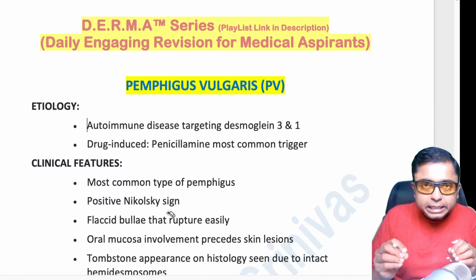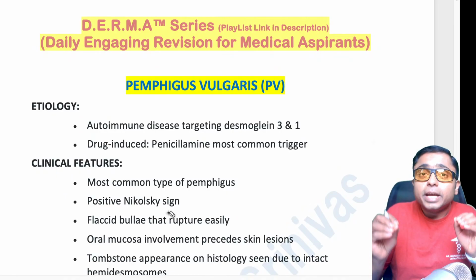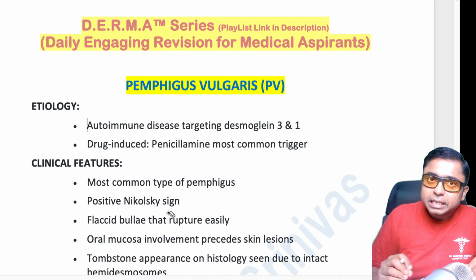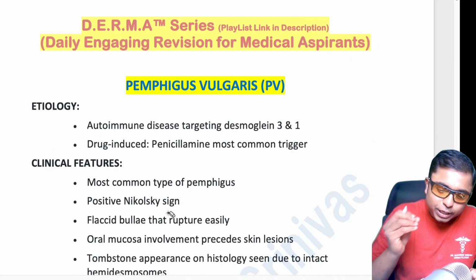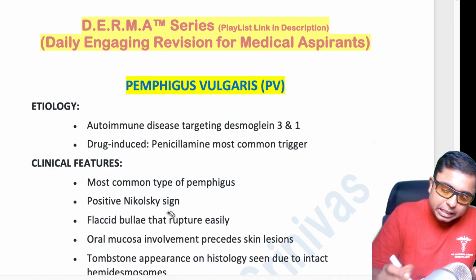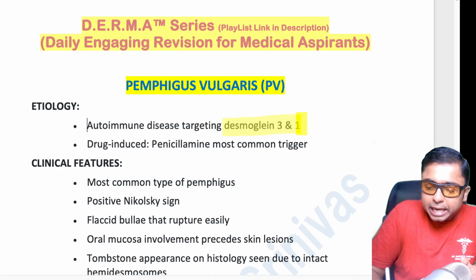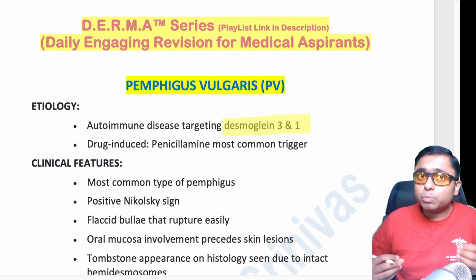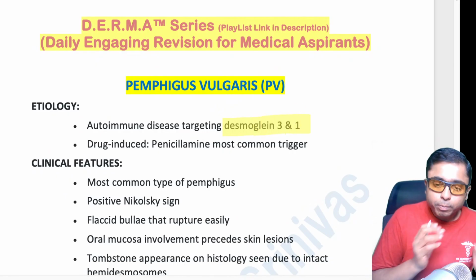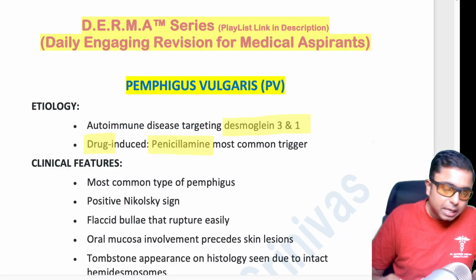So, watch this video till the end to quickly revise and recap the entire vesiculobullous disorder topic, important from the exam point of view. Let us begin our discussion with the intra-epidermal blistering disorder, which is Pemphigus vulgaris, the most common type of Pemphigus. It is an autoimmune disorder with antibodies against desmoglein 3 and desmoglein 1. Desmoglein 3 is more important, and it could also be due to a drug, most commonly penicillamine.